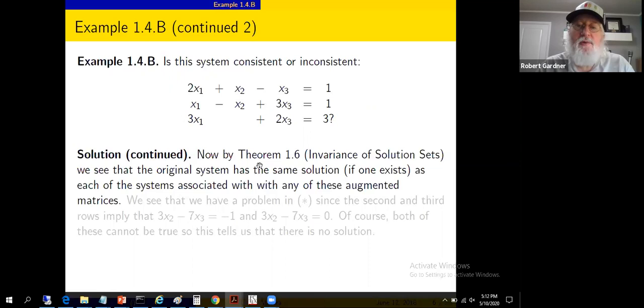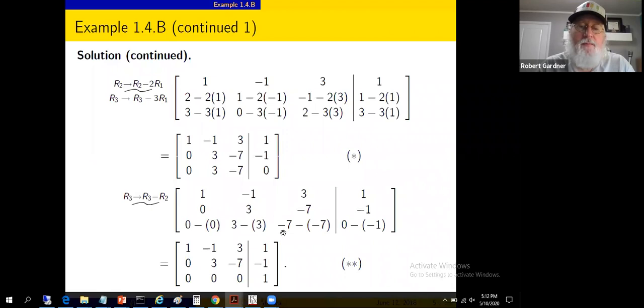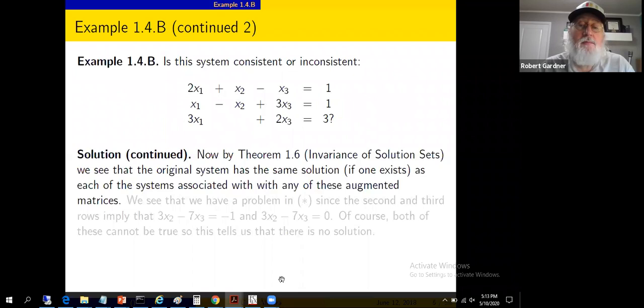All right, we know by theorem 1.6 that the solution to the original system of equations is equivalent to the solution of the new system of equations, the system which has this as its augmented matrix. That was theorem 1.6. So I want to go through and look at the corresponding system of equations from that final augmented matrix.